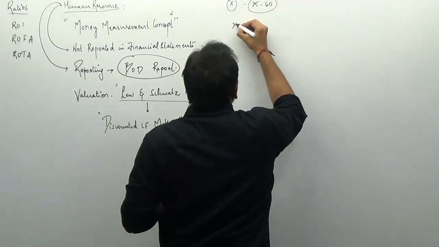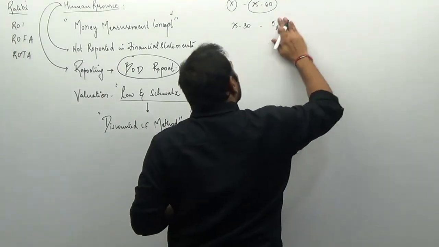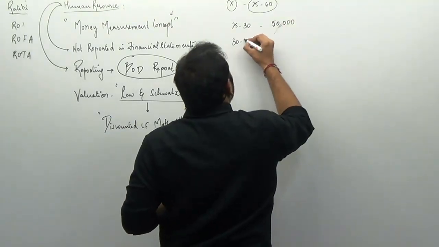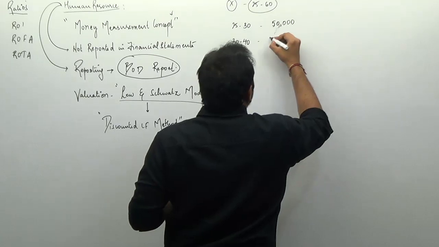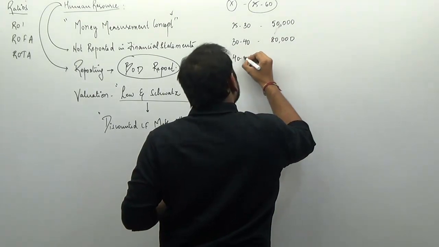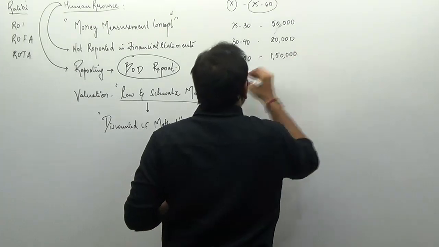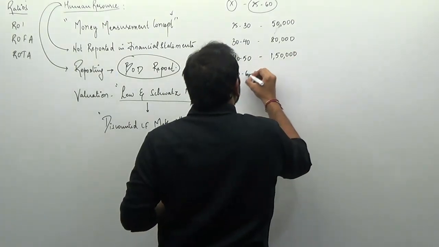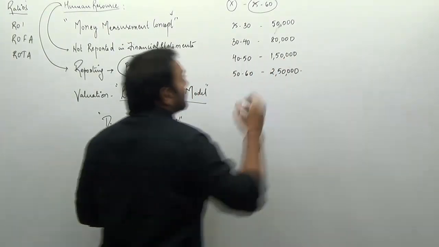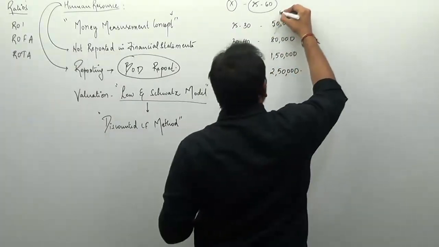And I'm saying that from 25 to 30 years, this fellow will be earning 5,000 rupees. Let's put a bigger value. Let's say 50,000 rupees. From 30 to 40, he'll be earning on average about 80,000. From 40 to 50 years of age, he'll start earning 1,50,000. And from 50 to 60, he'll start earning 2,50,000. Let's say this is the earnings per month.